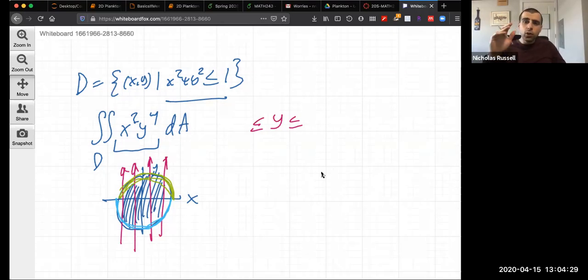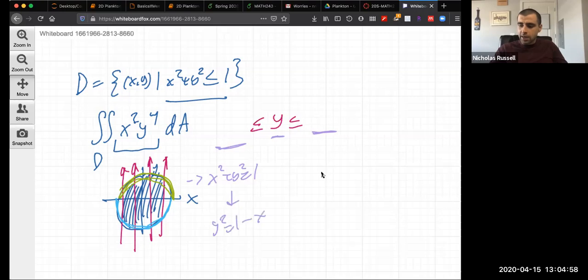And so if I want to figure out the equations for the lower and upper limits for y, what I can realize is that this circle is x squared plus y squared equals 1. And if I want my limits of y, I would like to solve this equation for y. I want y equals something of x, I want these to be functions of x if I can. Doing this out, I get y squared equals 1 minus x squared.